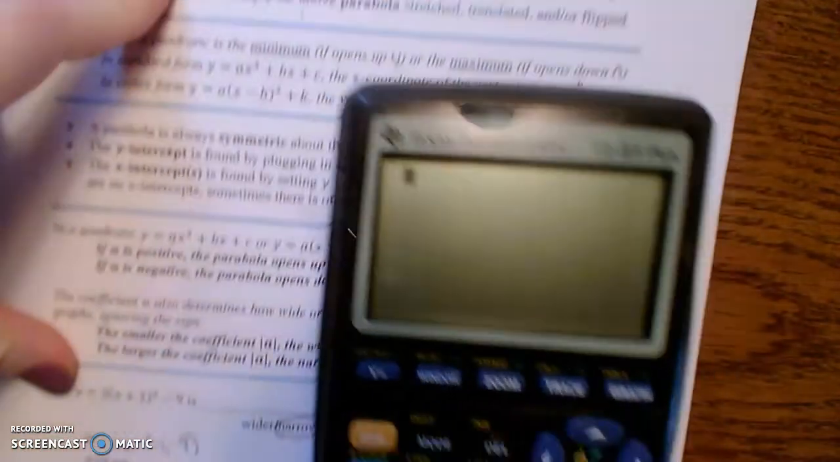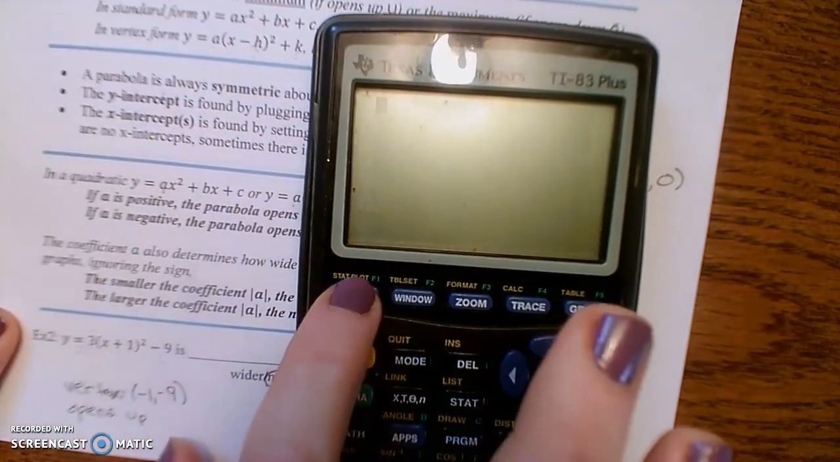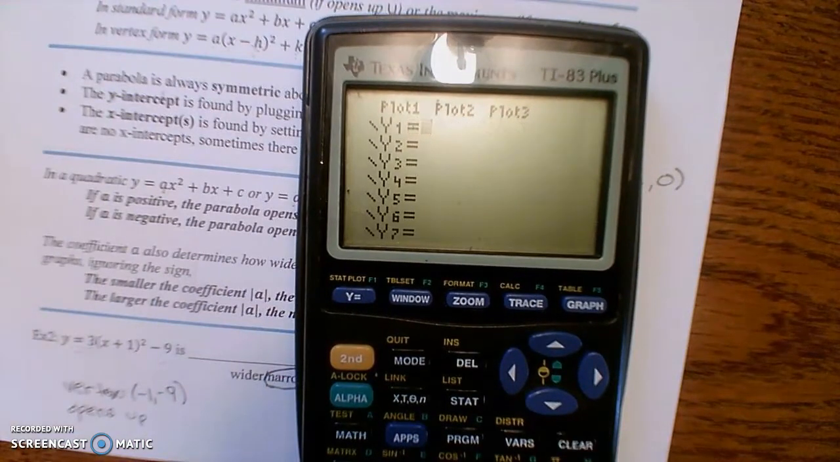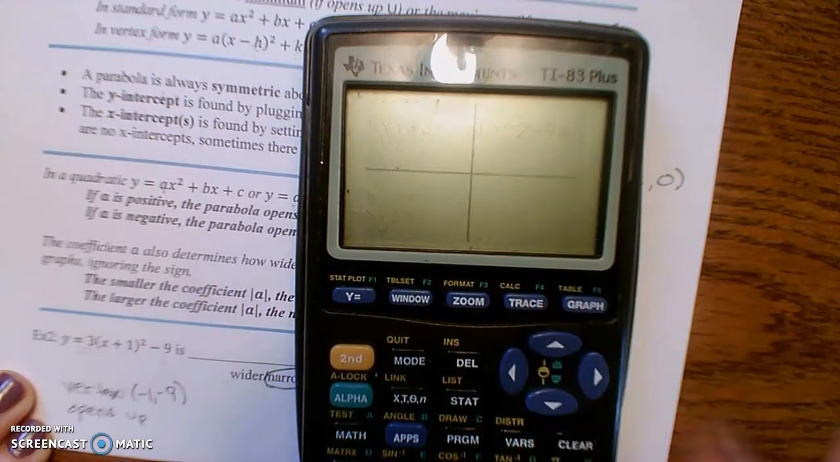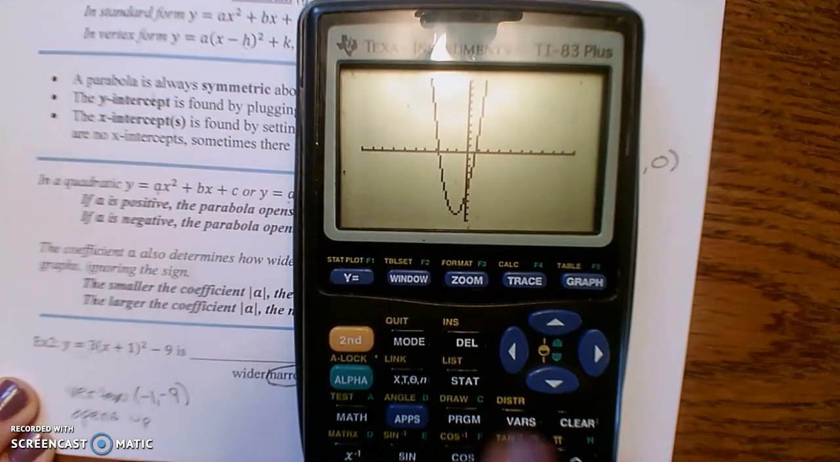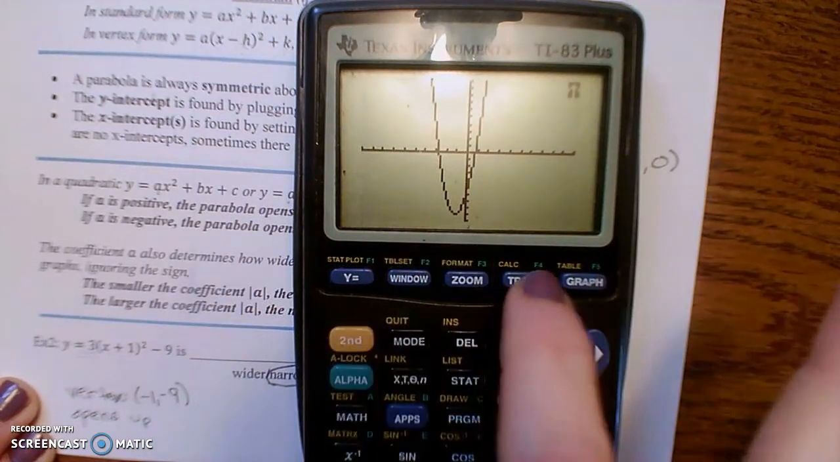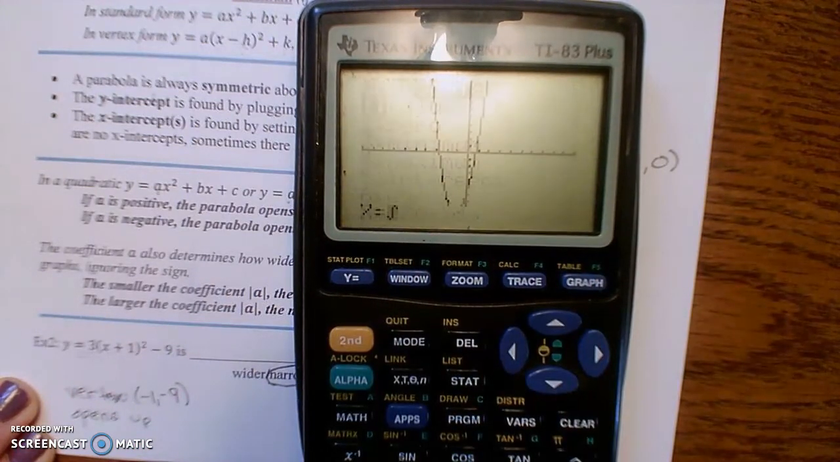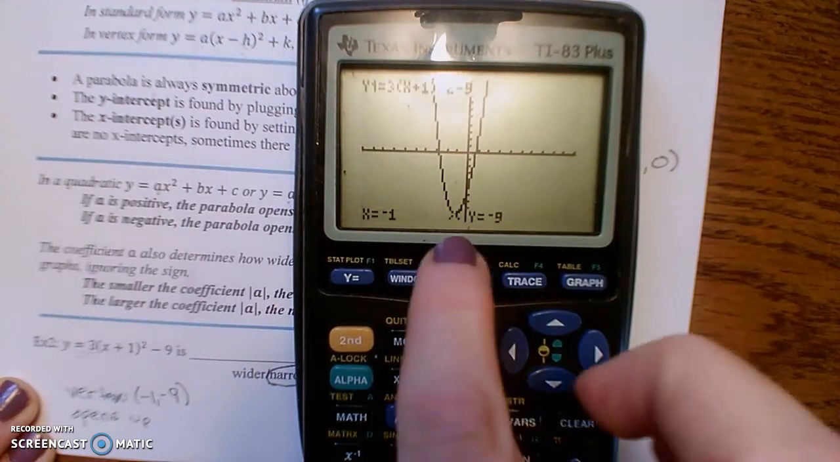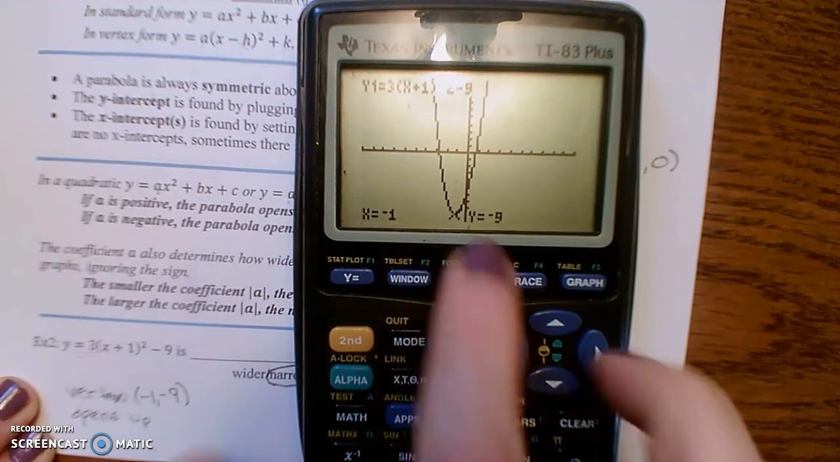What I'd like to do is show you these graphs on the graphing calculator. If we go into y equals, if you have a graphing calculator, you can also go on desmos.com, which is an online graphing calculator. Let's go ahead and input this equation: 3 times (x plus 1) squared minus 9. I'm going to take a look at its graph. So it opens up. The vertex is down here at (-1, -9).